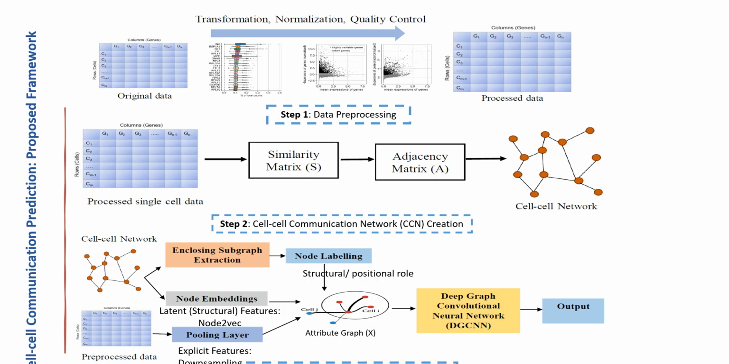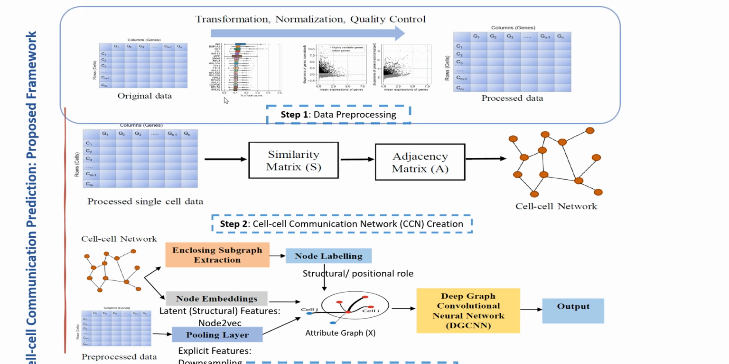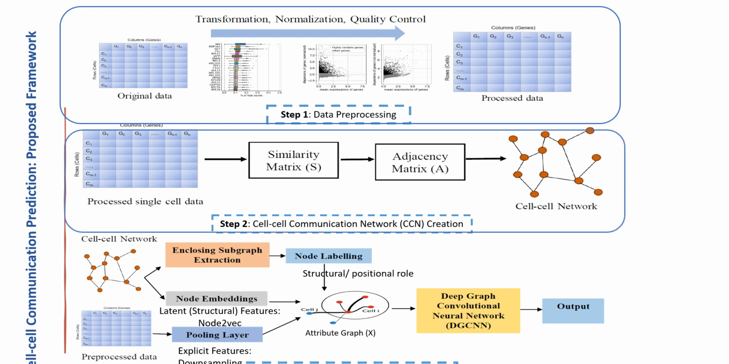Let's move on to the methodology. This methodology includes main steps. The first step is data preprocessing, which includes normalization, filtering, transformation, and quality control. The second step is to construct a cell-cell communication network from single-cell data. And the last and main step of this proposed framework is to apply a graph convolutional neural network on the constructed attributed graph from single-cell data, and prediction.